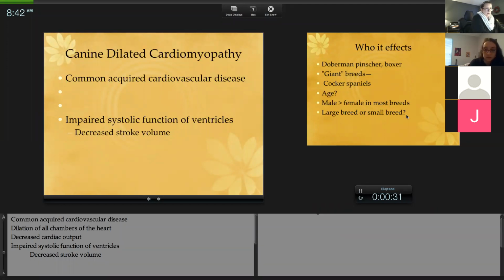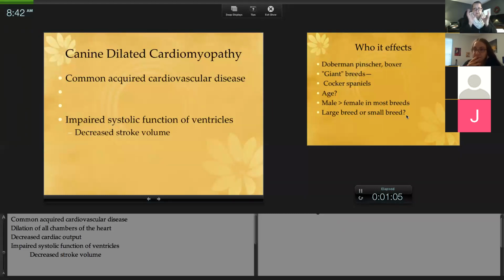And decreased cardiac output. So the problem is, if you think about the heart, cardiac output is how much blood is being ejected from the left side of the heart during systole. Because when the heart squeezes, the right side is going to the lungs, the left side is going to the body. Not that we don't care about the lungs, but when we measure cardiac output, it is the heart's ability to pump blood to the body.